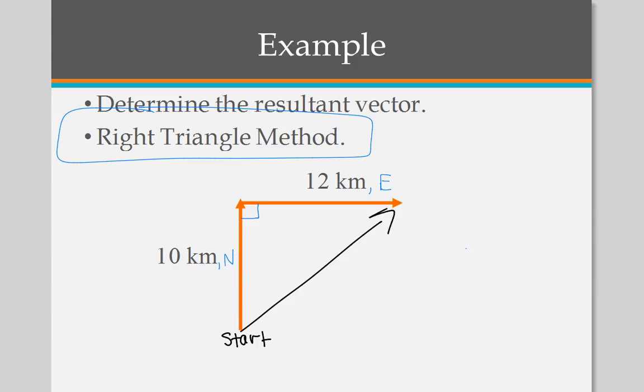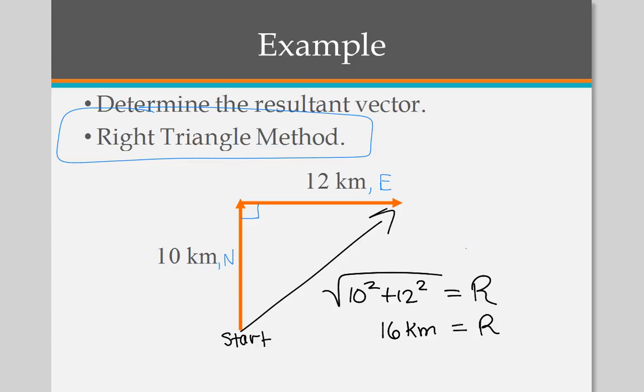Now, if this was math class in grade 8, what would you do? Pythagoras. Okay. 10 squared plus 12 squared, this will equal the resultant squared. What is it? 15.62, so 16 kilometers. Am I done? Beautiful.